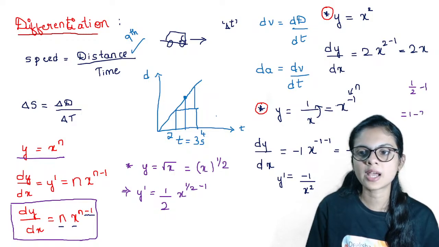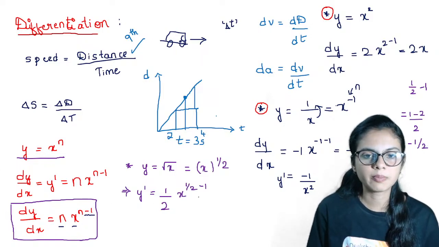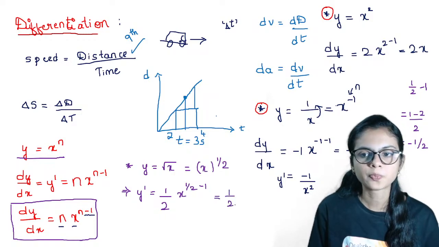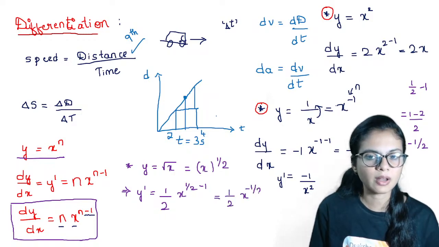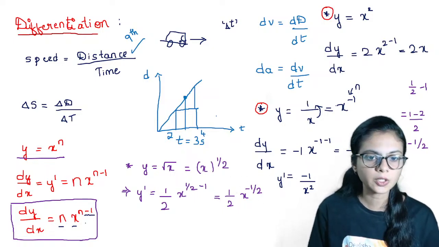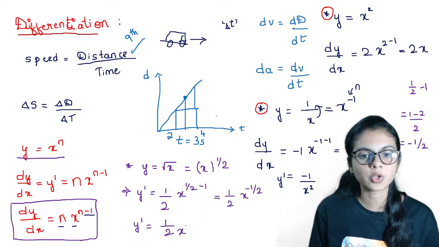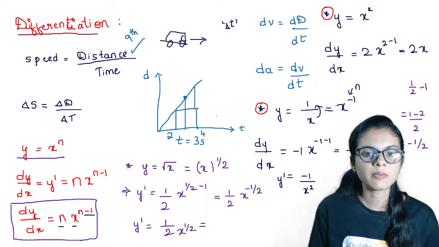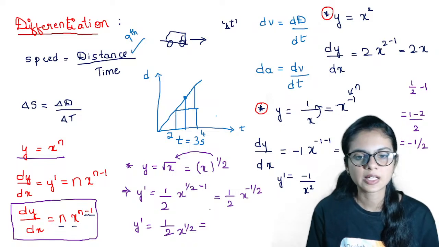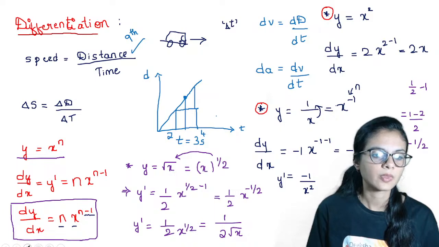What will be the answer? 1 minus 2 by 2. That is nothing but minus 1 by 2, right? So it becomes 1 by 2 into x power minus 1 by 2. I can send this x to the denominator, right? So y dash becomes 1 by 2. If x goes to the denominator, it turns out to be x power 1 by 2. And x power 1 by 2 is nothing but root x, right? So 1 by 2 root x is the answer.